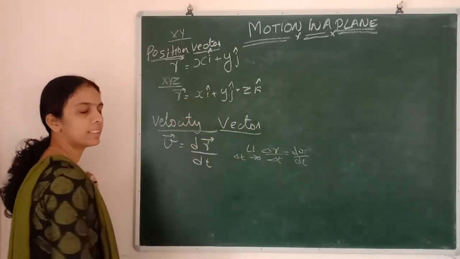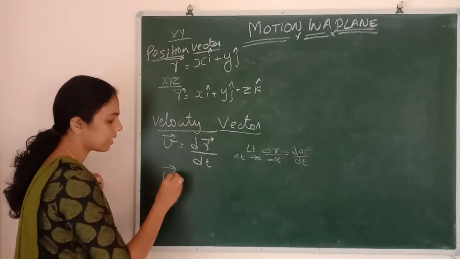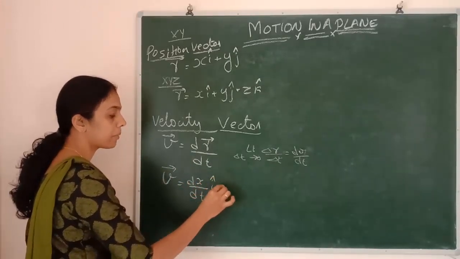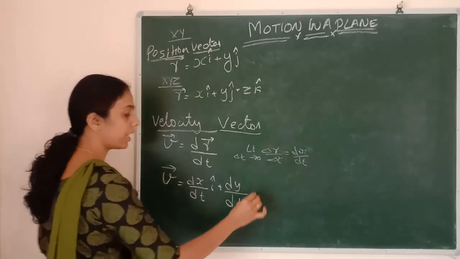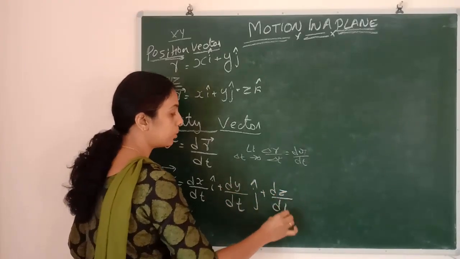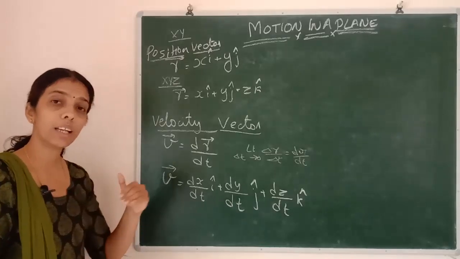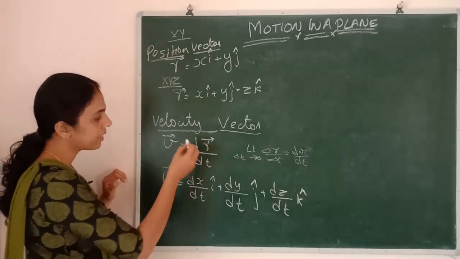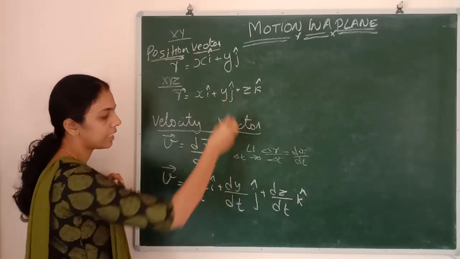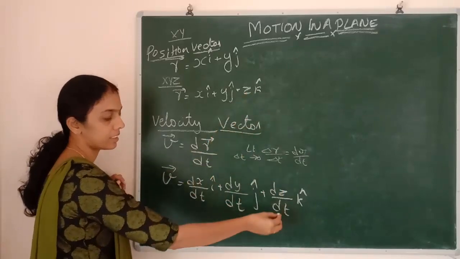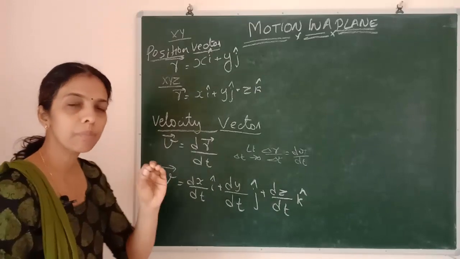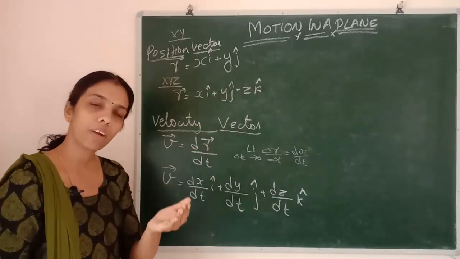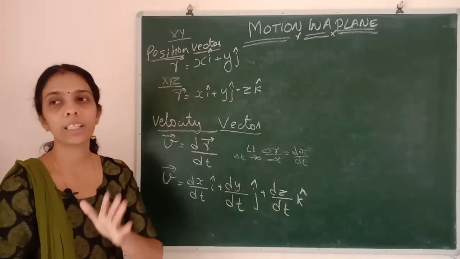Then, as with the x, y, z axes, how can we represent it? V equals, if it is in a three-dimensional way, dx by dt into i cap plus dy by dt into j cap plus dz by dt into k cap. This is the formula. How we are applying this formula while doing the numericals, I will tell you. So understood? Change in x coordinate with respect to time into i cap, plus change in y coordinate with respect to time into j cap, plus change in z coordinate with respect to time into k cap. So for each coordinate we find the velocity component and then find the resultant.